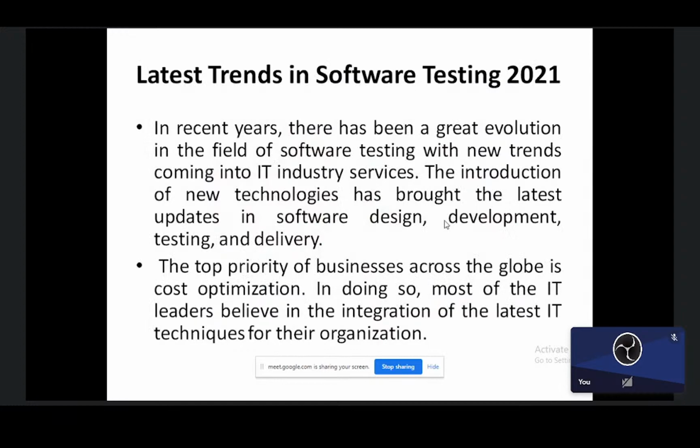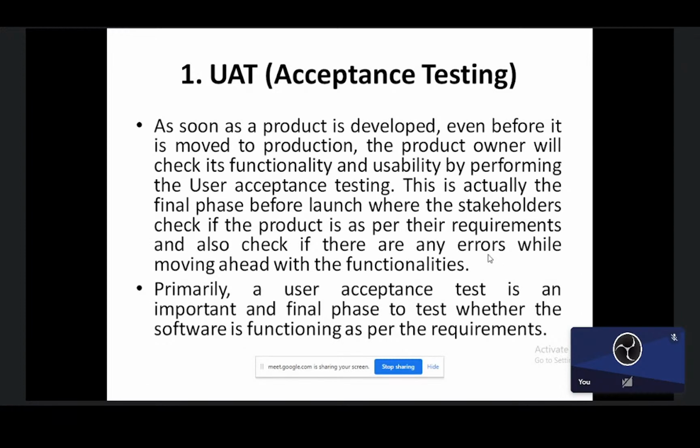And as far as the trends in software testing which we are using right now, the top priority of businesses across the globe, they know, is cost optimization. They look for cost optimization, and they see what the chances of cost optimization are as well. So I tried to get some information about these from the internet, where we always run some testing for our customers' and clients' applications which we build.